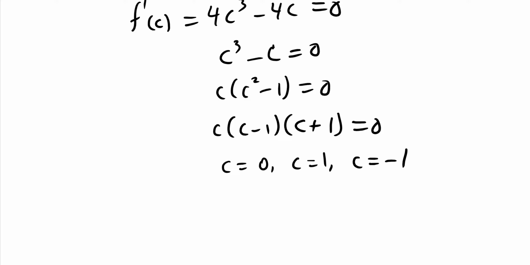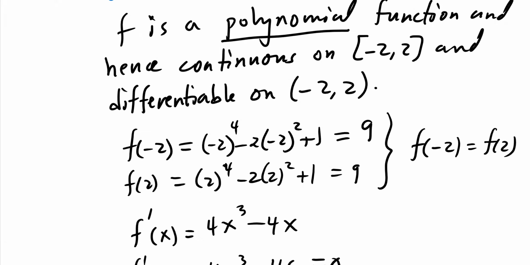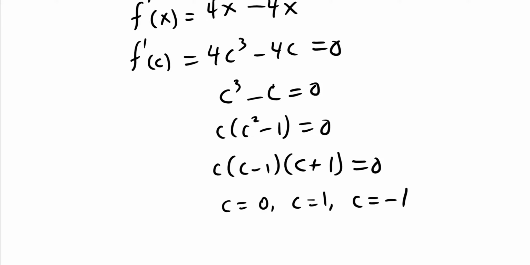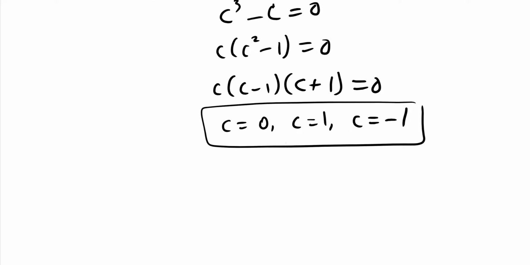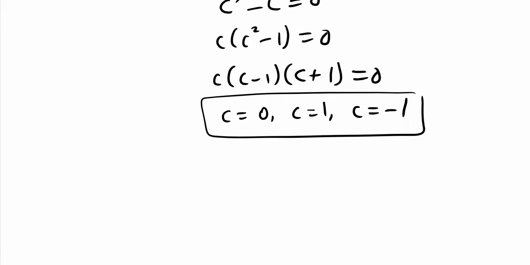We have three values. Remember, the values that we pick have to fall in the interval they give us. Are they between -2 and 2? Yes. So these three values are all fine. That's why in the statement of the theorem, I said there's at least one number C. So this means you can have more than one value for C.